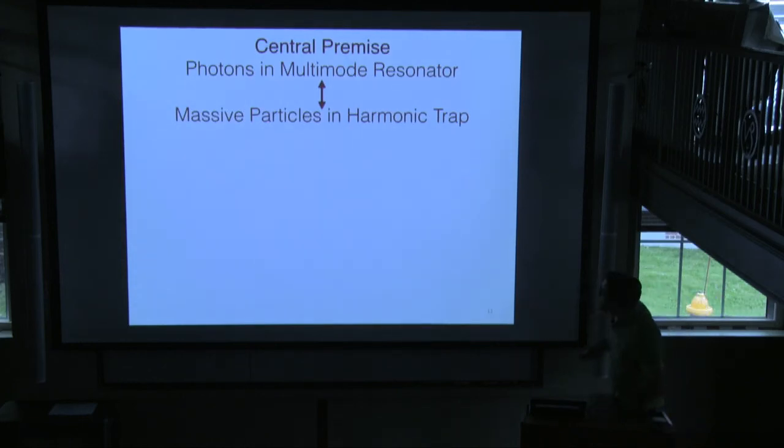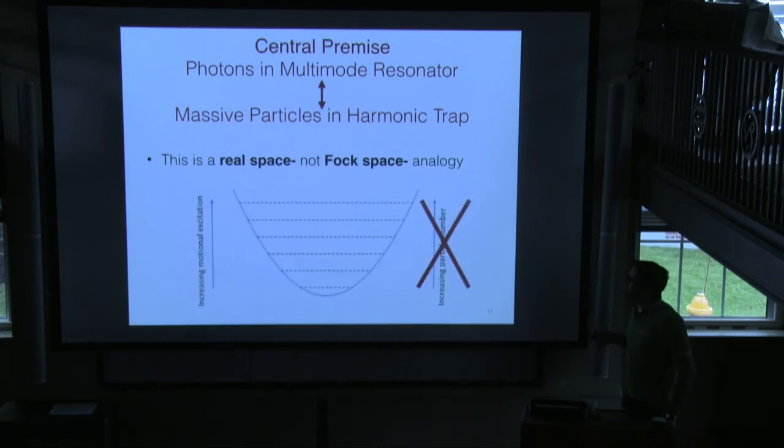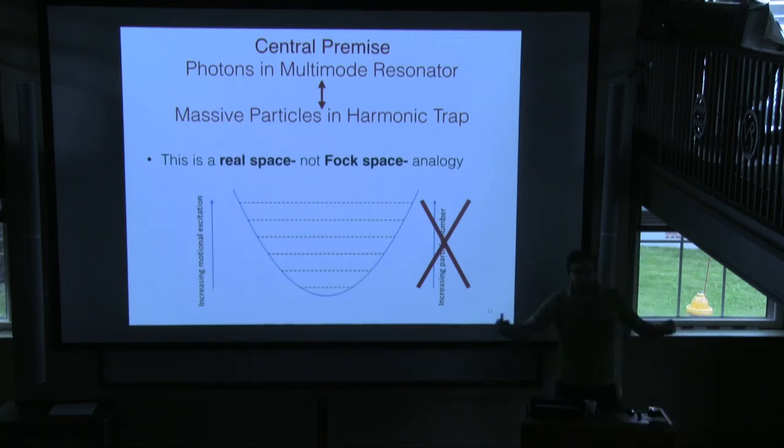So, the basic model here that we're harnessing is that a photon in a multimode cavity behaves like a massive particle in a harmonic trap. So, this is a real space analogy, not a Fock space analogy. I'm talking about a harmonic trap in space, not a harmonic trap in particle number. Okay? And so, what you should really think for now is that if I have a photon and I apply this raising operator to it, I'm not putting more photons into the system, I'm changing its spatial wave function to put it into higher and higher harmonic oscillator states.